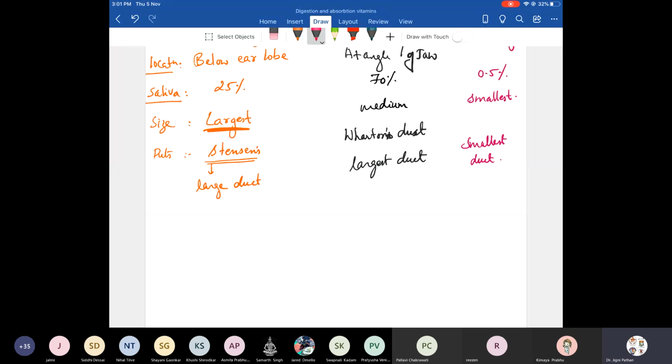Ma'am, what will be the difference between the saliva produced by the three phases? Yes, we'll see. There's a difference in enzyme secretions. Basically, the parotid gland is involved in the enzyme secretion. You can write down this note if you need. Enzymes are secreted by the parotid gland. Is it clear?